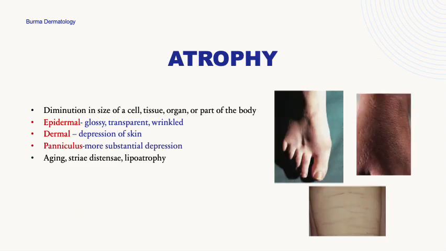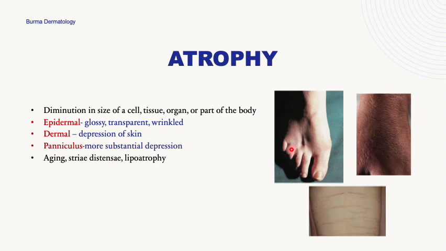Okay, first, let's see atrophy. Atrophy is a diminution in size of a cell, tissue, or organ, or part of the body, and it can be divided into epidermal, dermal, and subcutaneous or panniculus atrophy. In epidermal atrophy, here is the example of epidermal atrophy seen in aging skin.